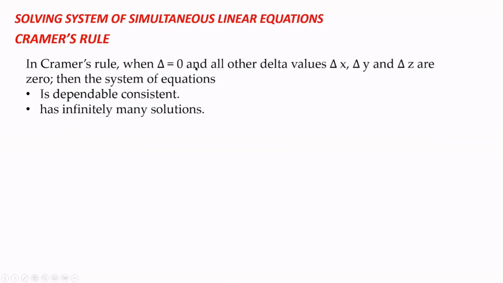Now moving on to the next condition. In Cramer's rule, when delta equal to 0 and all other delta values, delta x, delta y and delta z are 0, then the system of equations is dependent consistent and it has infinitely many solutions. So if we have a situation like this, when delta equal to 0 and all these are also equal to 0, then we call the system of equations as dependent consistent and it has infinitely many solutions.